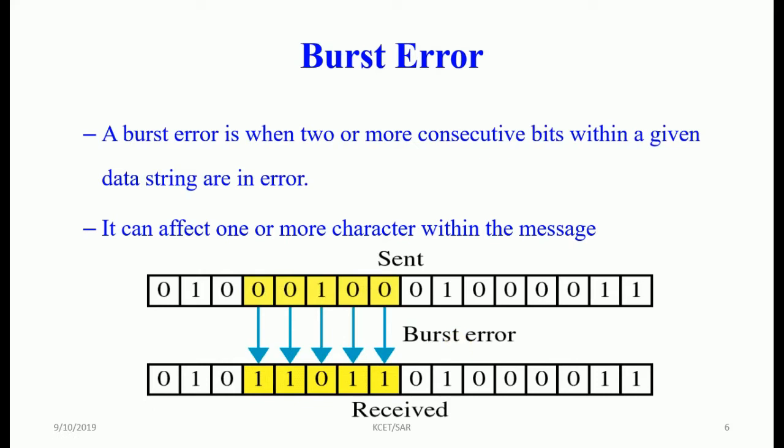Burst error. It is a burst error when two or more consecutive bits within a given data string are changed. It can affect one or more characters within a message. This is an example of the burst error. This is the sender data string. This is the receiver's data string. A burst of bits is changed during the transmission process.